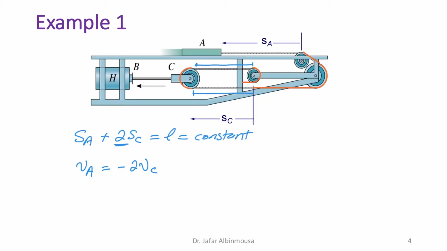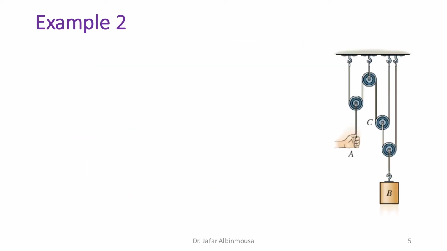So VA is negative. Why? Because VC will move right here, but VA is going to move opposite to the direction of the datum. And for that, we would say that VA is simply going to be minus 2 multiplied by 2, which equals minus 4 feet per second. And that's it.